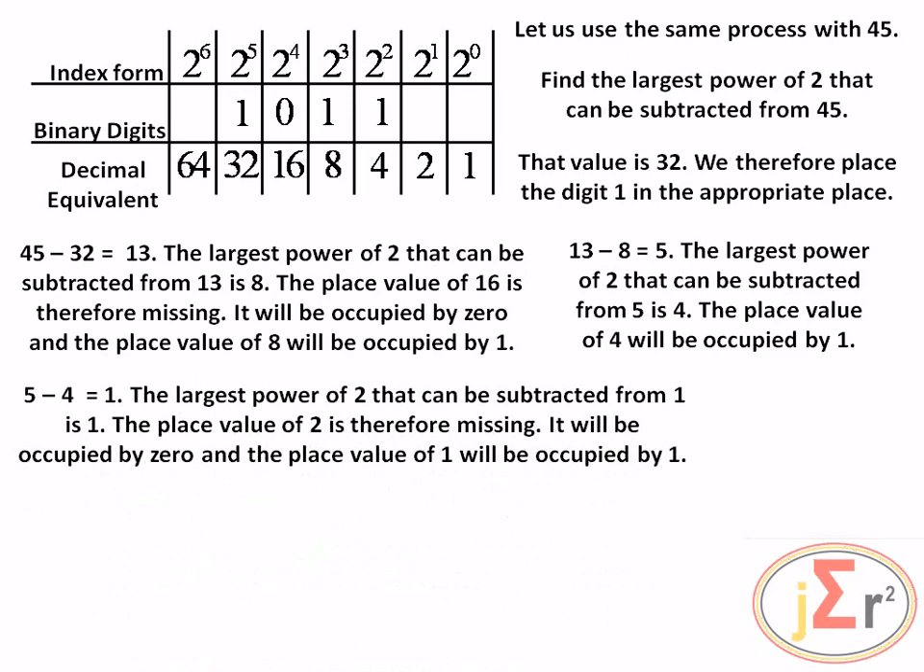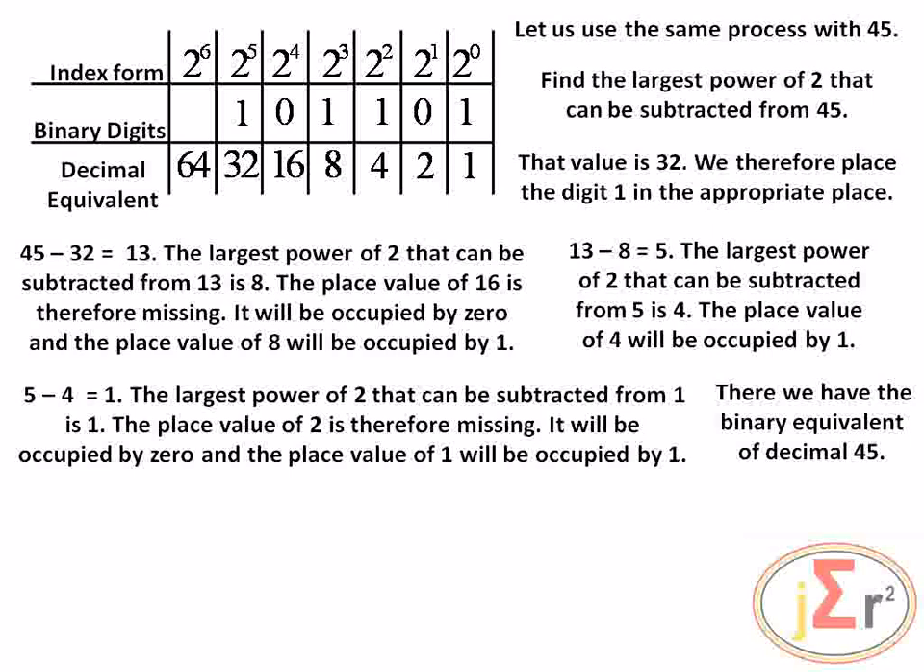The largest power of 2 that can be subtracted from 1 is 1. The place value of 2 is therefore missing. It will be occupied by 0, and the place value of 1 will be occupied by 1. Right. There we have the binary equivalent of decimal 45, and it is of course equal to the same thing that we had before. There we have it.